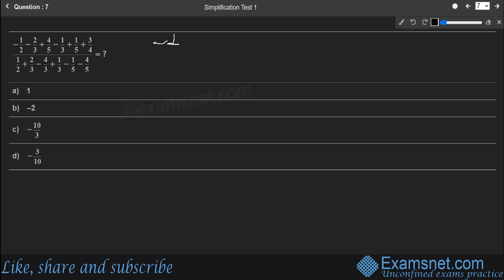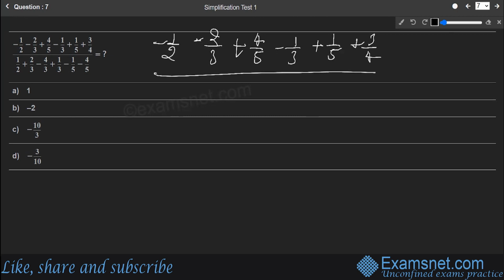It's going to be minus 1 by 2, minus 2 by 3, plus 4 by 5. Then it is minus 1 by 3, plus 1 by 5, plus 3 by 4, divided by 1 by 2 plus 2 by 3 minus 4 by 3 plus 1 by 3 minus 1 by 5 minus 4 by 5. These are the things that are given to us.